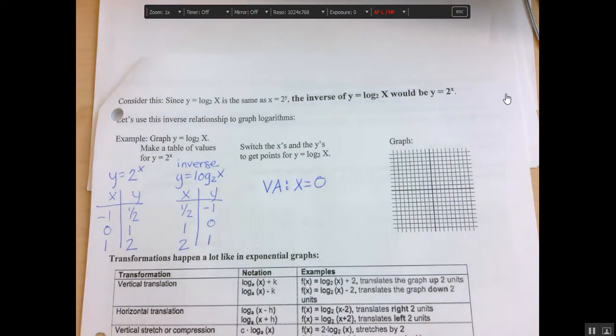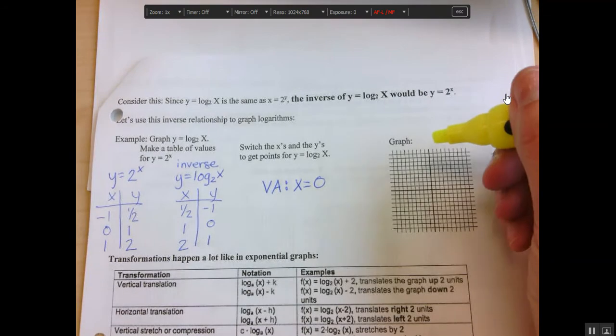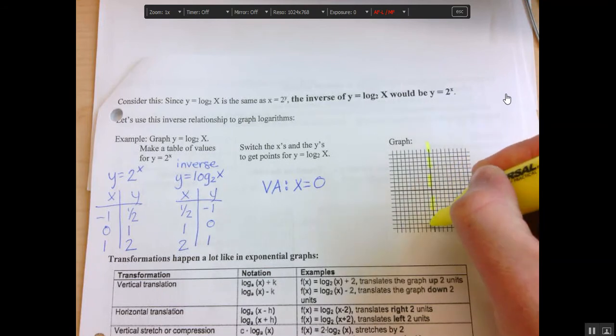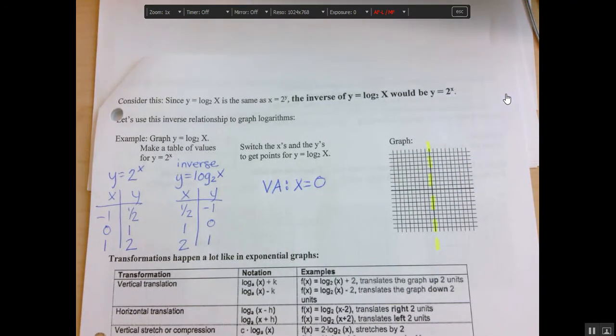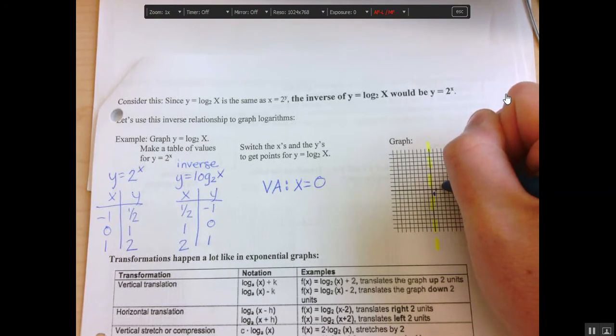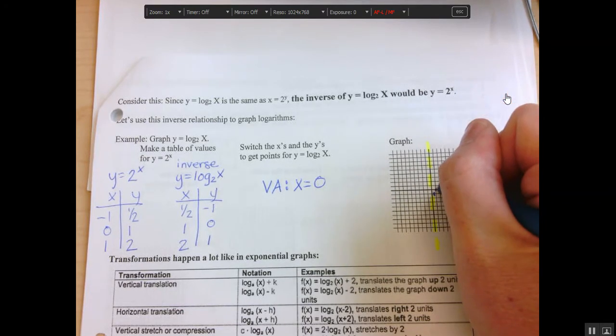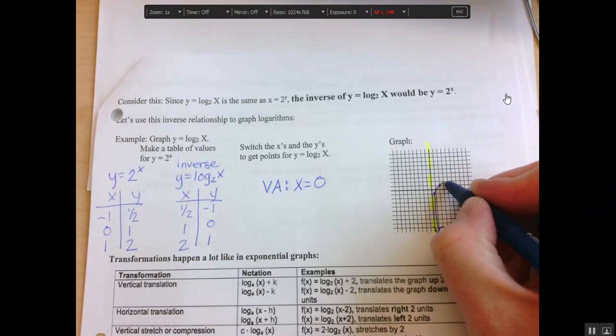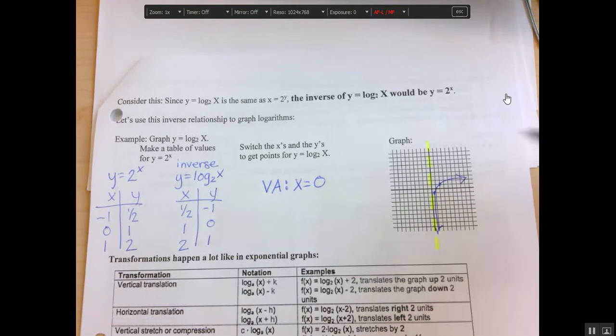Okay. So let's graph x equals 0. And graph your 3 points. So you're getting infinitely close to your asymptote here. And this one's going to go this way. Okay, questions on graphing the first logarithm?